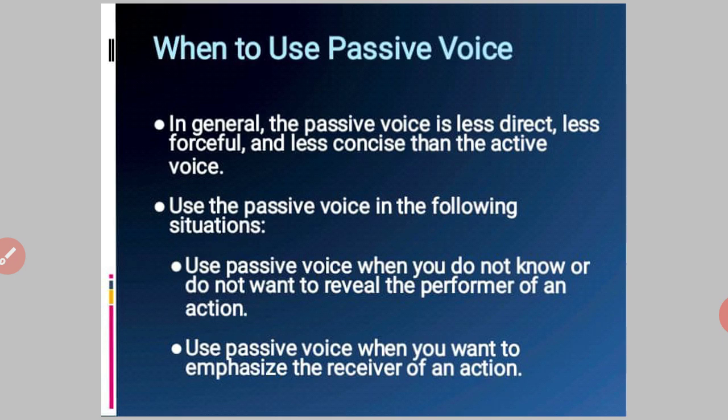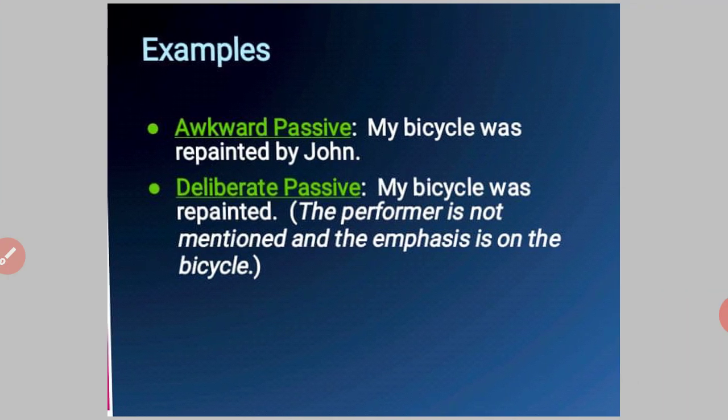And the second thing, when you don't want to reveal the performer of an action. The performer is definitely nothing but the subject. When you don't want to reveal the subject or the performer of an action, then you have to use passive voice sentences. Example, awkward passive: "My bicycle was repainted by John." So just think about it. "My bicycle was repainted by John."